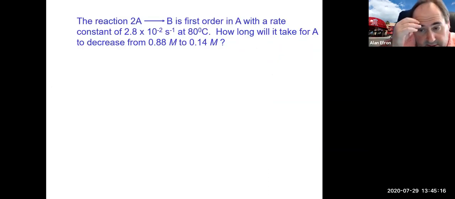All right, so why don't you try one here? The reaction 2A goes to B is first order in A, with a rate constant of 2.8 times 10 to the minus 2. How long will it take for A to go from 0.88 to 0.14? So take a couple minutes to see what you come up with.